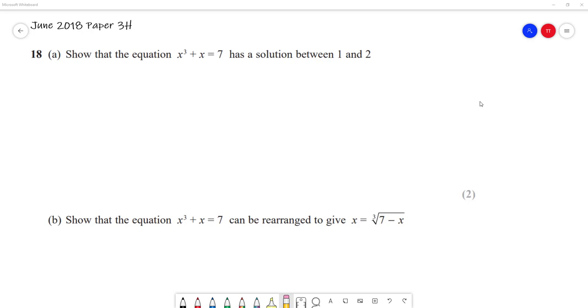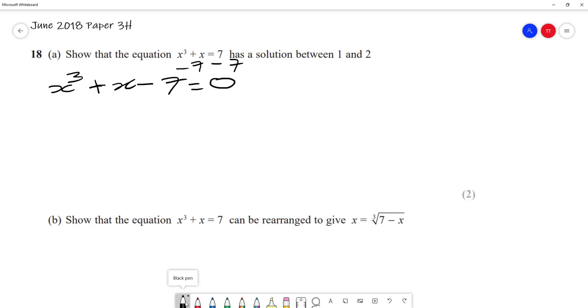In this video, we're going to go through the iteration formula. So this question says, show that the equation x cubed plus x equals 7 has a solution between 1 and 2. So the first thing we need to do is get the equation in the correct format. The way we're going to do that is make this equal to 0 by minusing 7 on one side and minusing 7 on the other side. So that's going to give me x cubed plus x minus 7, and that's going to be equal to 0.